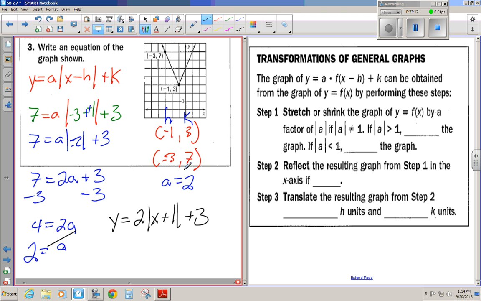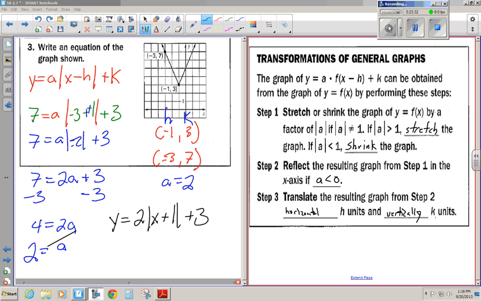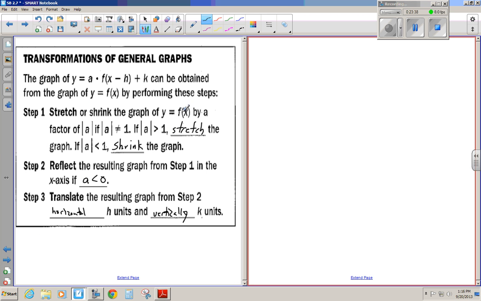All right, so transformations of general graphs. The graph of y equals a times this can be obtained from the original function. Let's just fill in these blanks for you. I'll fill them in. All right, go ahead and fill in those blanks, and we're going to talk about a different way you can go about solving these types of problems.